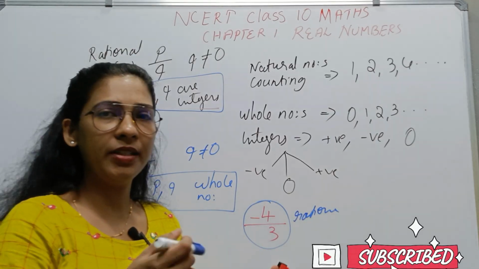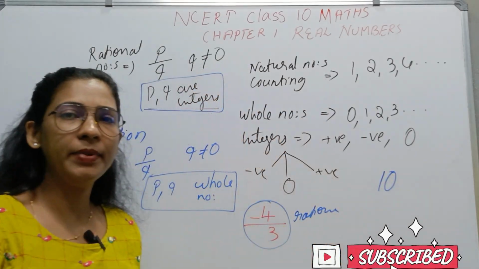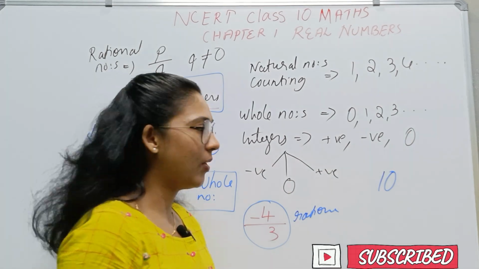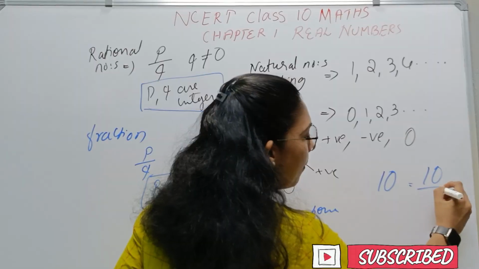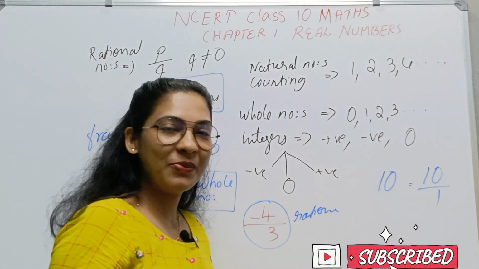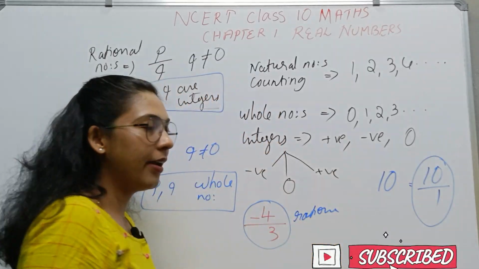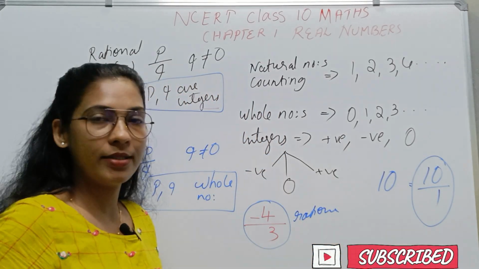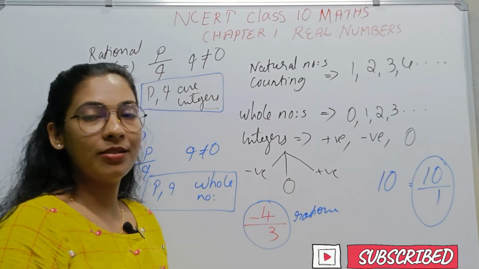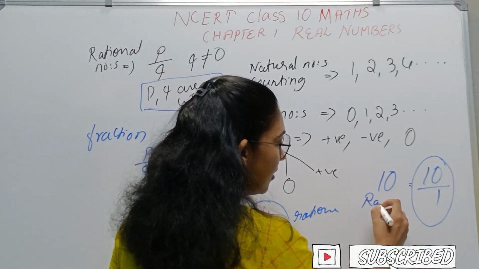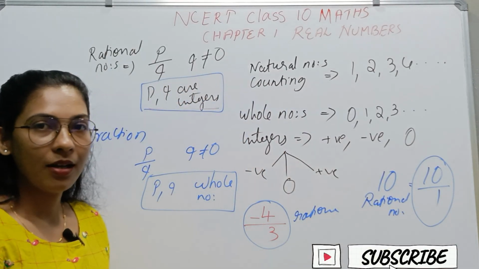If we randomly write a number, suppose 10, is it a rational number? Of course yes. Why? Because this 10 is also represented like 10 upon 1. Okay, any number can be represented like this. So 10 upon 1, this is clearly a rational number, right? p upon q is there, and p and q both are integers. So we can easily say that this is a rational number. Okay, understand?